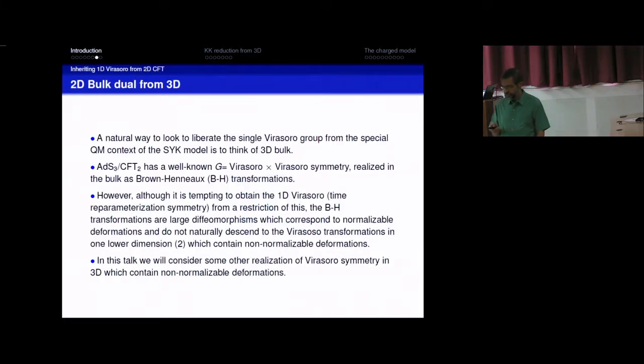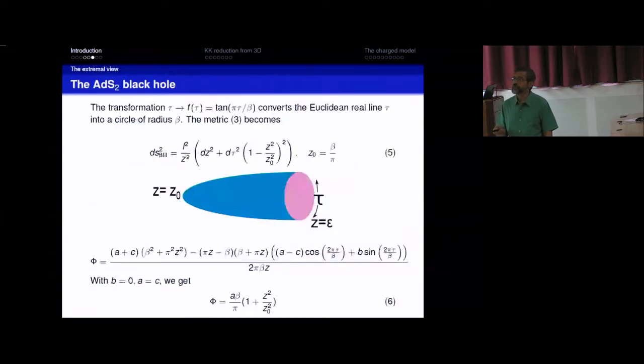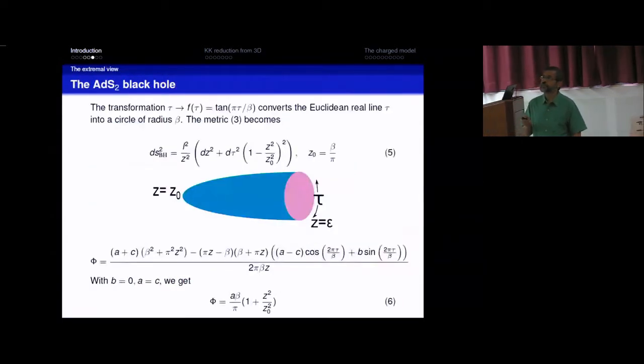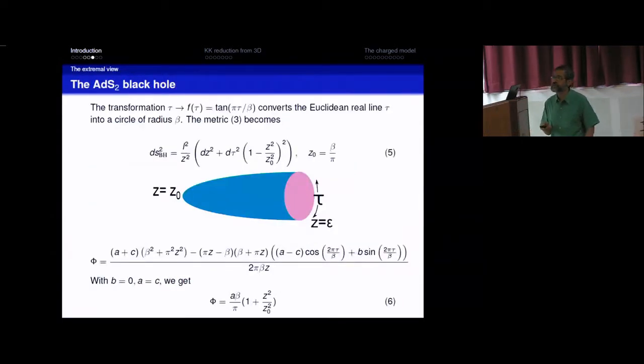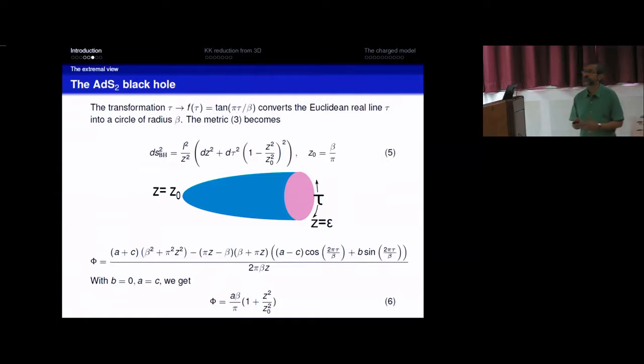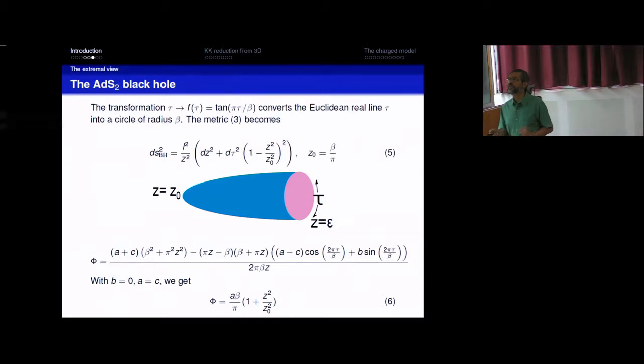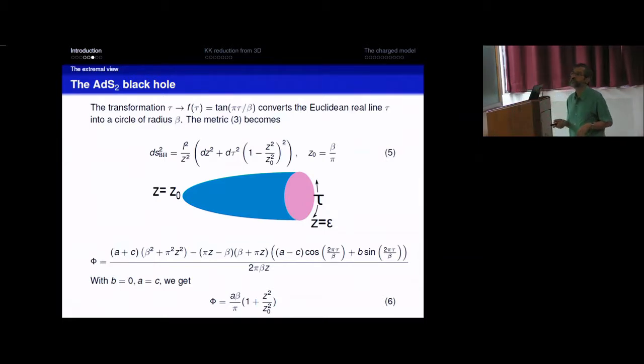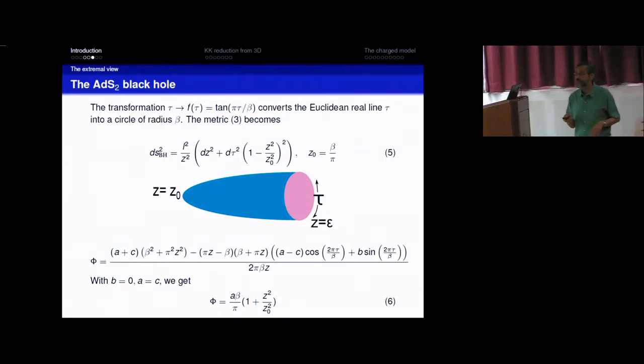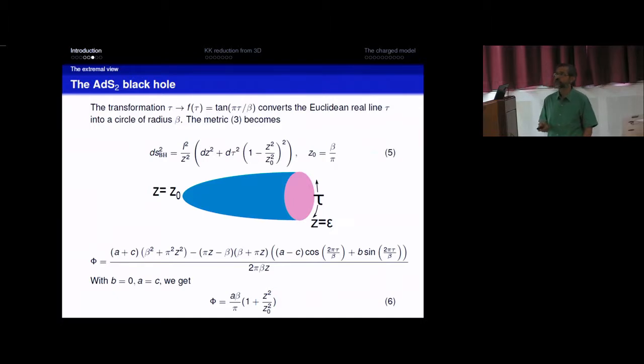Okay, so this is the story of Jackiw-Teitelboim, where we motivated this as coming from extremal black holes in higher dimensions, notionally 4 dimensions onwards.